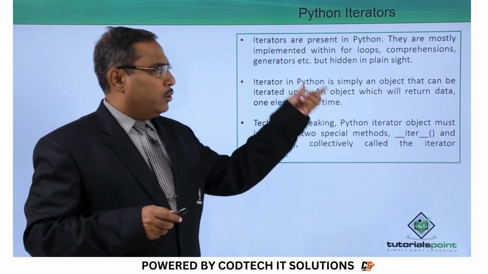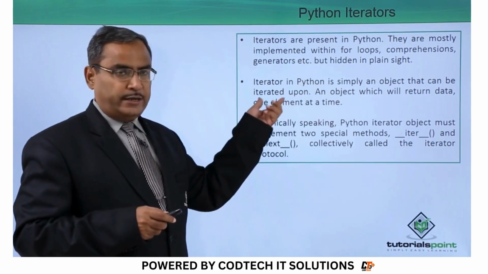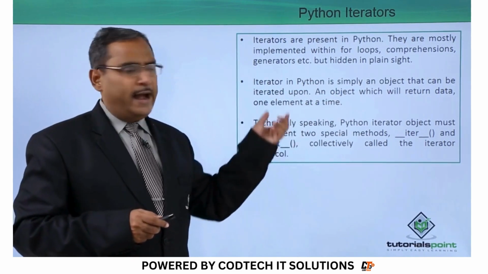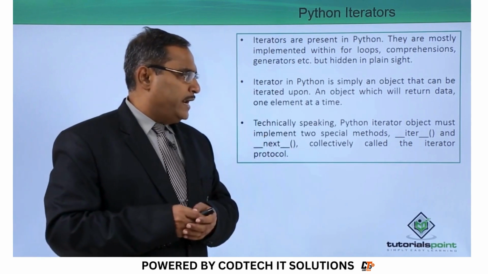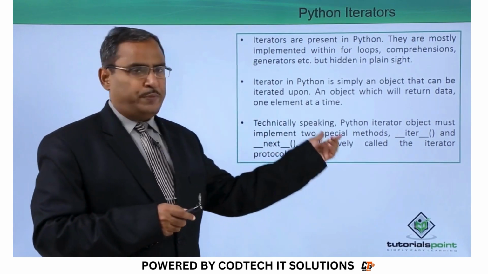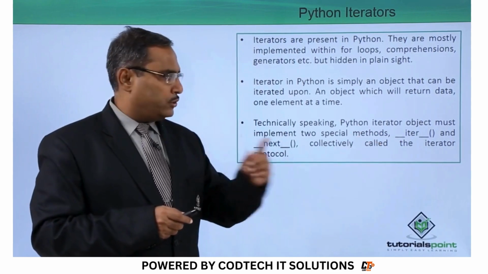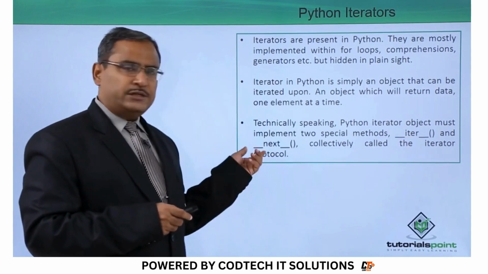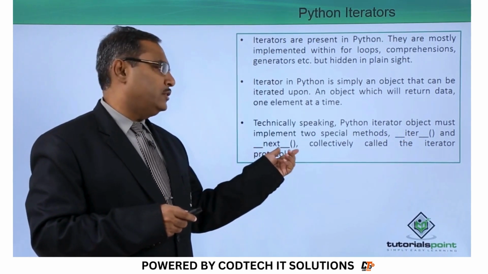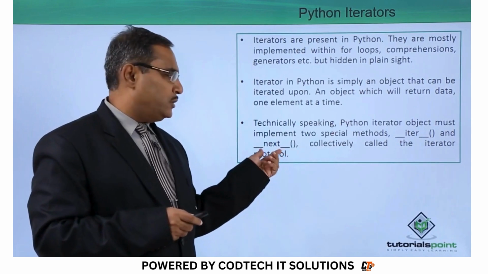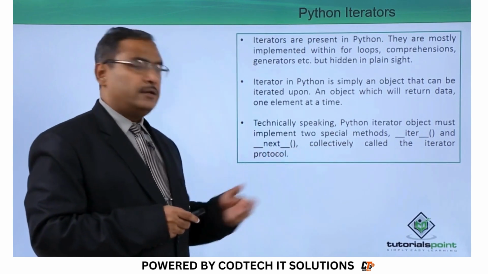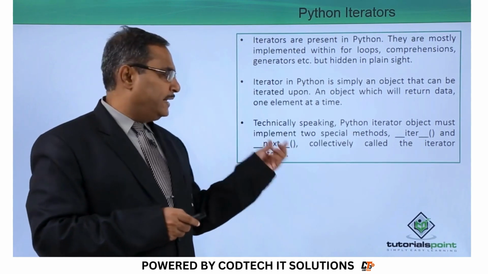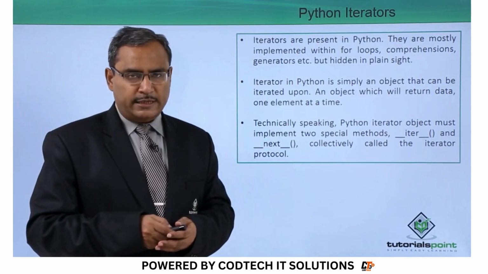An iterator in Python is simply an object that can be iterated upon, an object which will return data one element at a time. Technically speaking, a Python iterator object must implement two special methods. What are the two special methods? That is the __iter__ method and the __next__ method. The iter method and the next method are collectively called the iterator protocol. The iter method will retrieve the respective value, and the next will check whether the next element is there in the sequence or not.